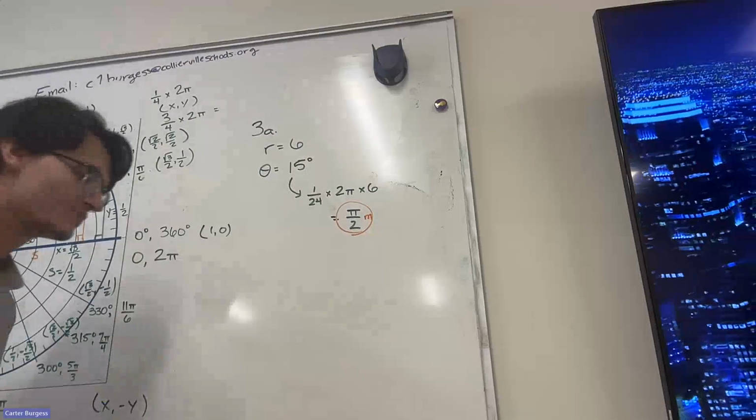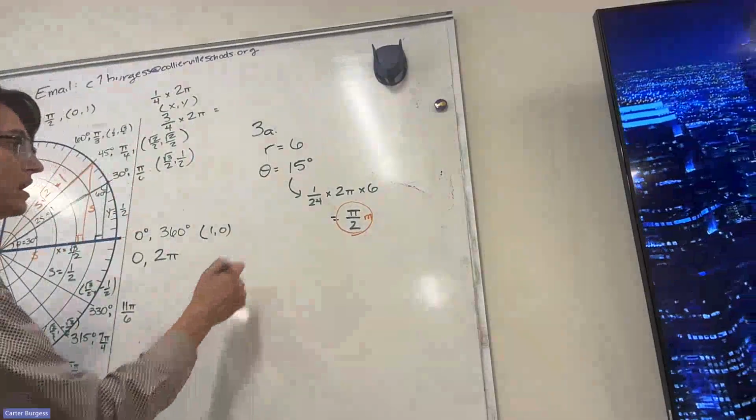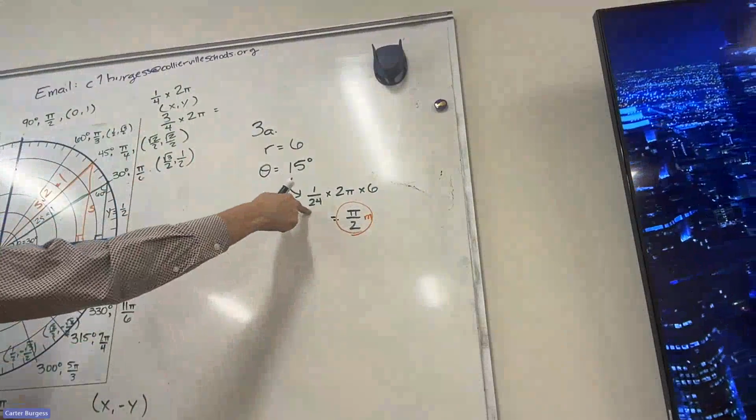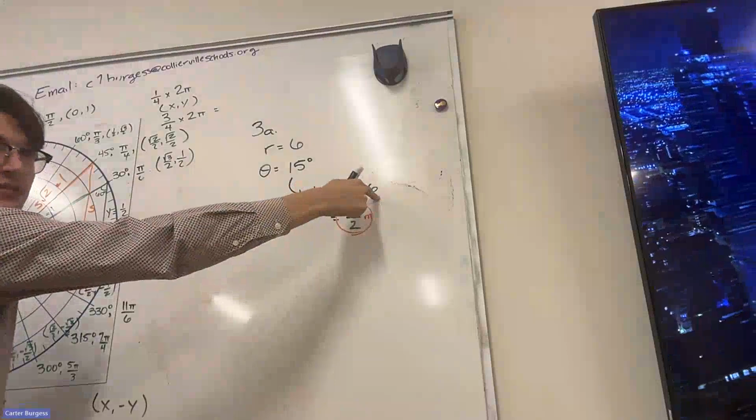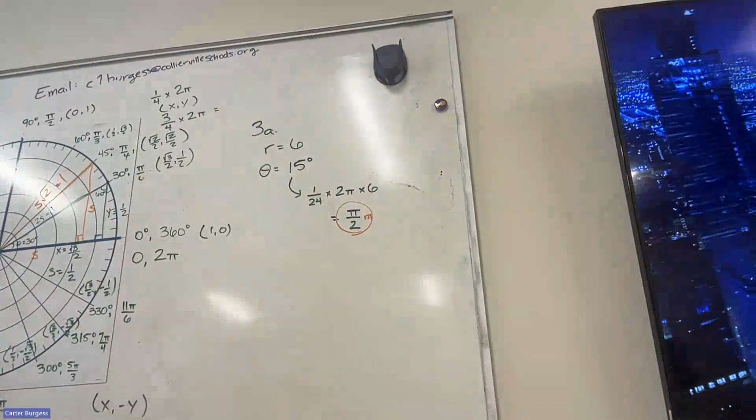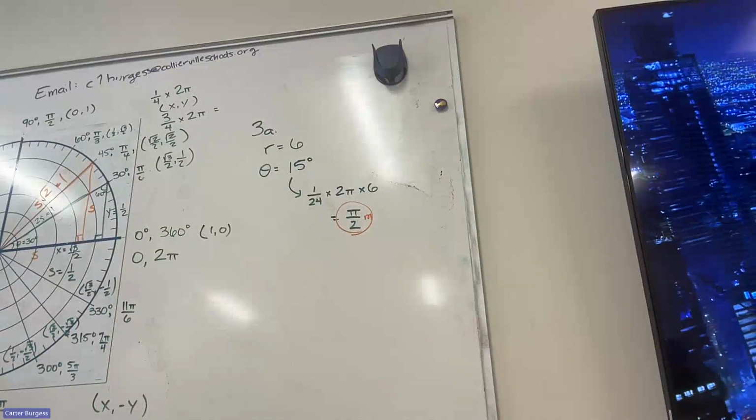All right. How did you get that, though? 1 over 24, so this is the fraction of our circle, times the circumference of our circle, which in this case was 12 pi, or 2 pi times 6.